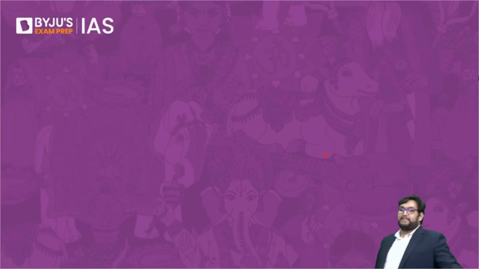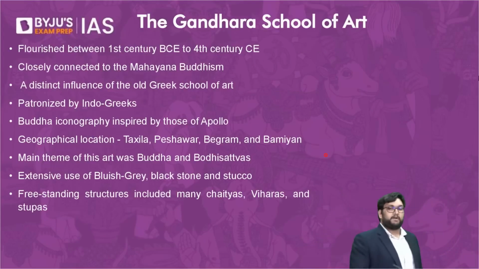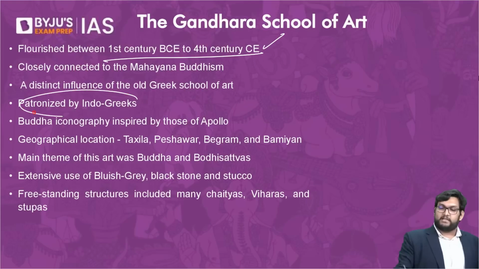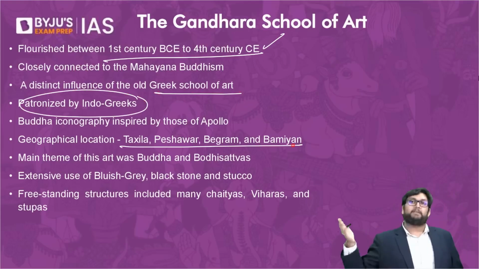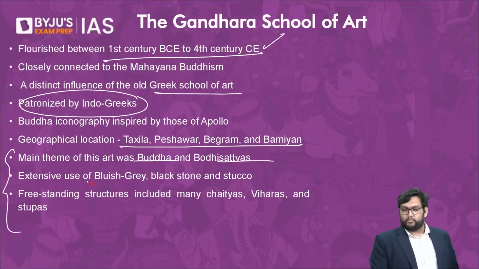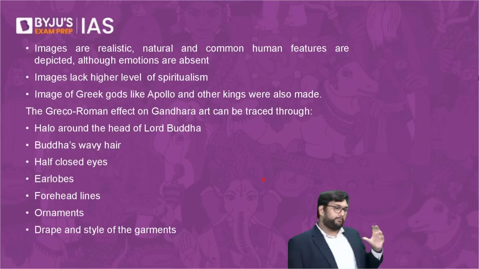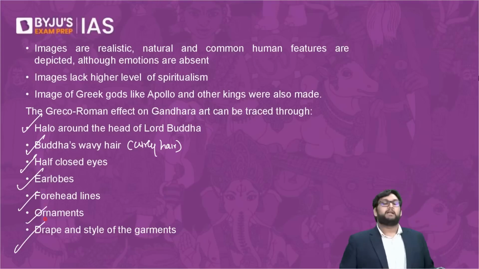When we look at any imagery of the Gandhara school, which was developing between the first century BC and the 4th century CE, patronization by the Indo-Greeks gave it a Greco-Roman influence. Takshila, Peshawar, Bamiyan Buddha or Begram, in this sector you will see something like this. Main theme: Buddha, Bodhisattva, bluish grey sandstone. But it is very interesting that we have a proper Greco-Roman influence on these things: halo, wavy or curly hair, half closed eyes, big earlobes, forehead lines, ornamentation and draping.